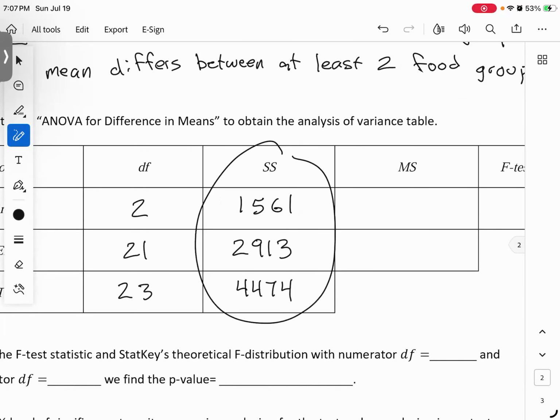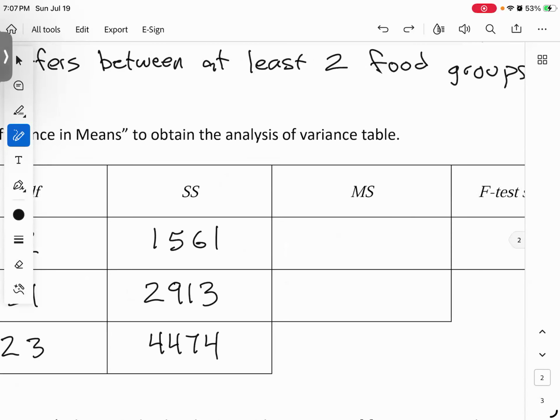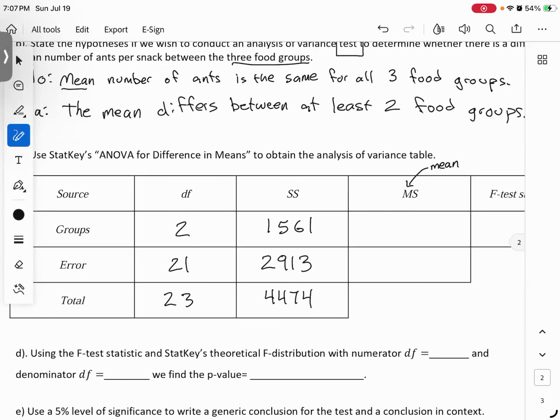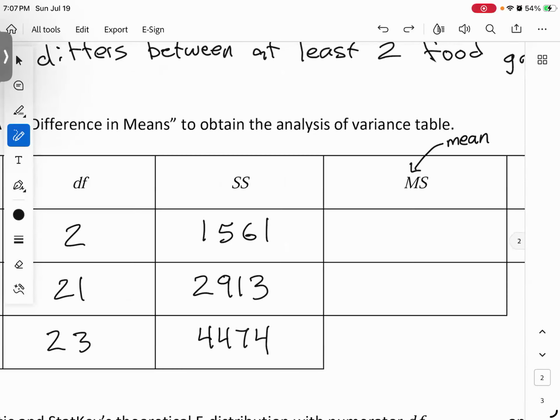Now, these right here were formulas, right? And if you want to look up the formula for these sum of squares, feel free to do it. But I want you to make a little note that this right here stands for mean. And so they're averaging something. What they're averaging is this. And I want you to put that in your calculator. What do I mean specifically? I want you to take 1561 and divide by 2. And you'll see that's how Stacky got this 170.5.